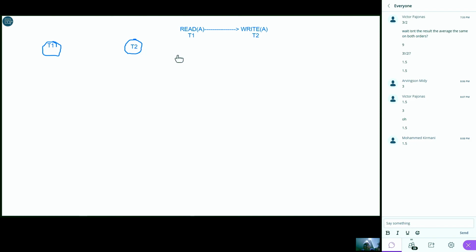I repeat. So this graph is made up of nodes, and we call them arcs or links. If I join these two, okay? If I have T1 read something and then T2 write the same thing, then T1 must come first, then T2, okay?